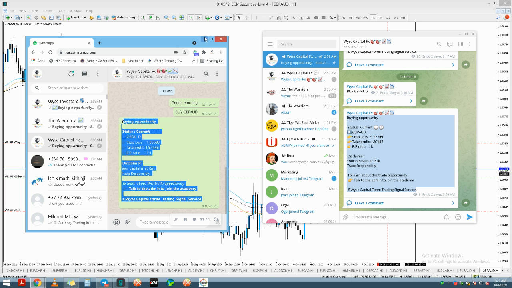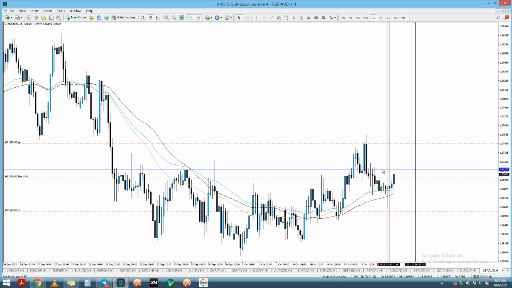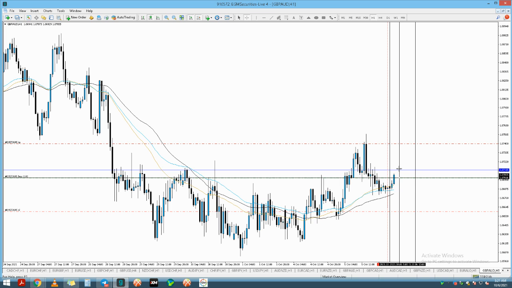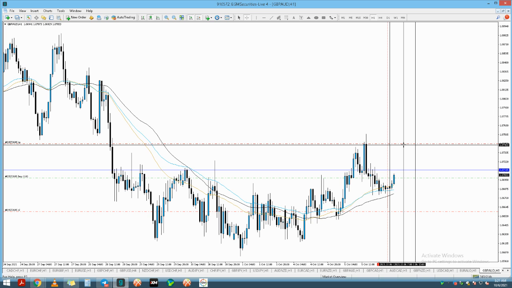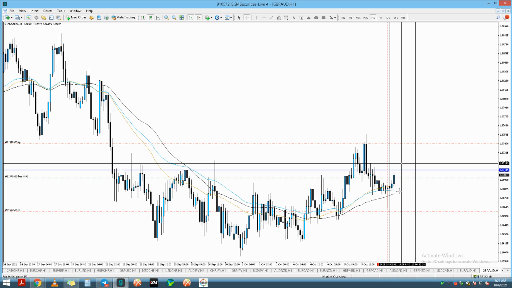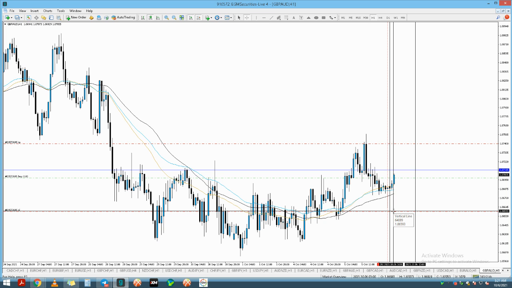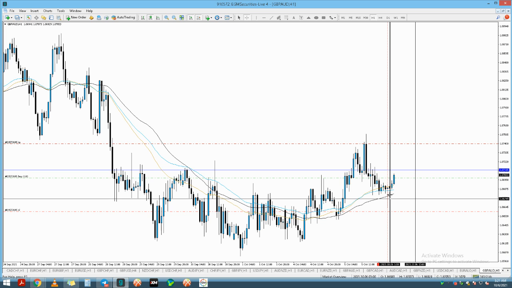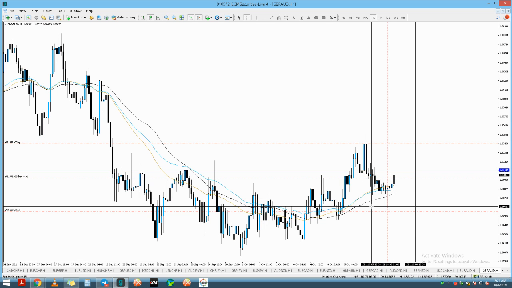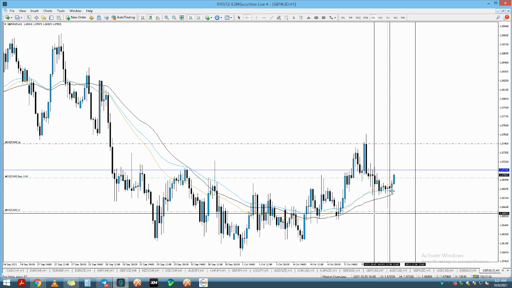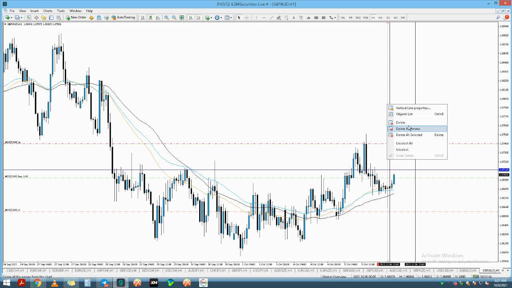So let's get started. This is a GBPAUD trade, and as you can see, this is my buying level, this level right here, 1.87013. My take profit is around here, at 1.87433, and my stop loss is around 1.86593. So risk reward of 1 to 1. Let's analyze the reasons why I placed this order.